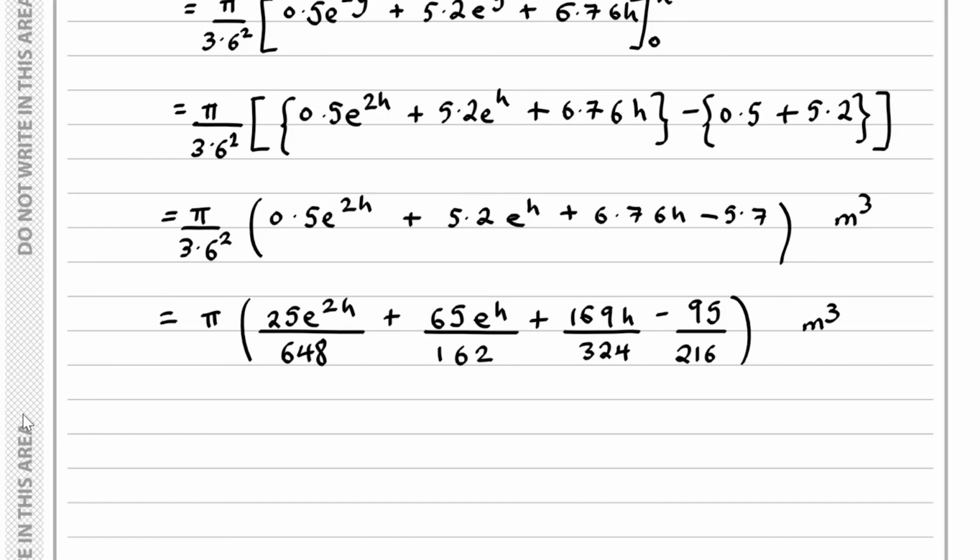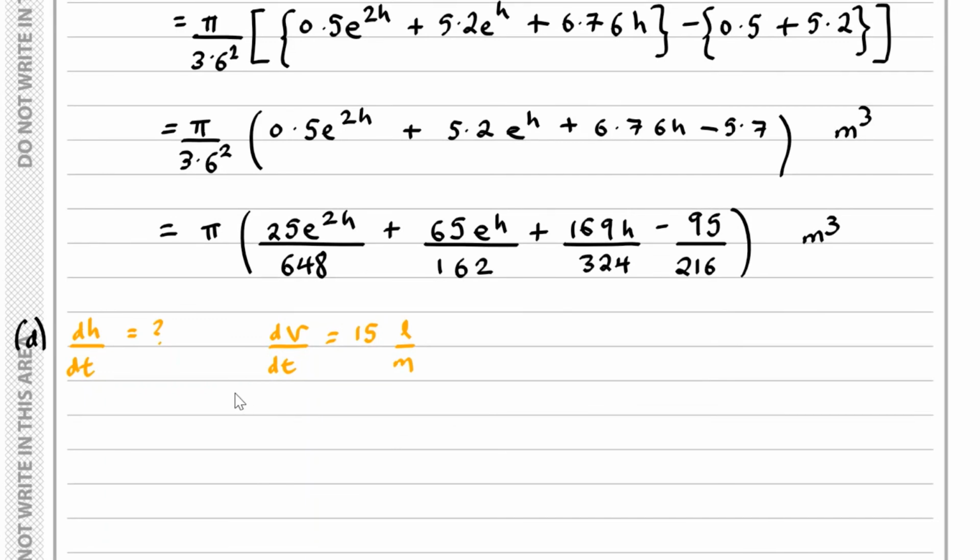Well, if you think about this question for part D, we're finding out what dH over dt is. And we also know that dV over dt is equal to 15 litres per minute. And we can use the fact that dH over dt is equal to dH over dV, lots of dV over dt, to find out what dH over dt is. So let's begin by finding dV over dH.